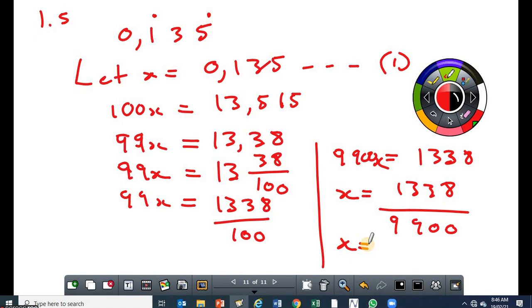Right? Can you use a calculator to simplify that? It's going to be equal to what? 223 over 1,650. Did you all get that? x equal to 223 divided by 1,650. How many of you got that answer?